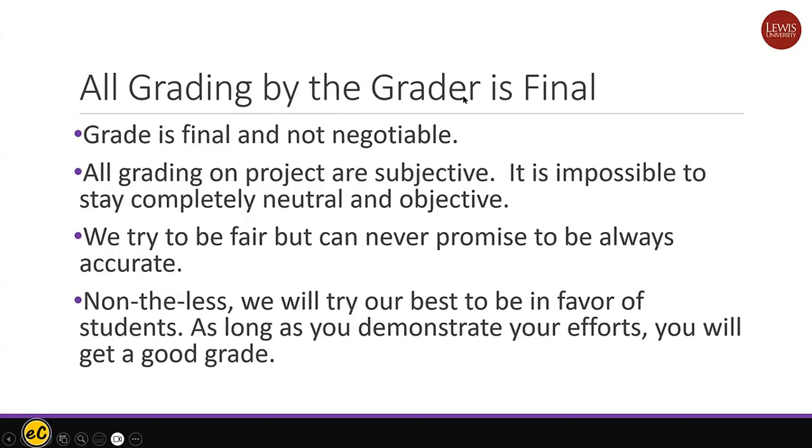So for all of the term project, the grading is final. We don't negotiate the grading, okay? And grading is subjective. We are never able to be objective or neutral at all times. So you have to know that it's a human eyeball viewing. I may make mistakes. I may not be neutral, not objective. That's actually possible. I try to be fair, but I cannot promise to be always accurate. But that's the way the real world is.